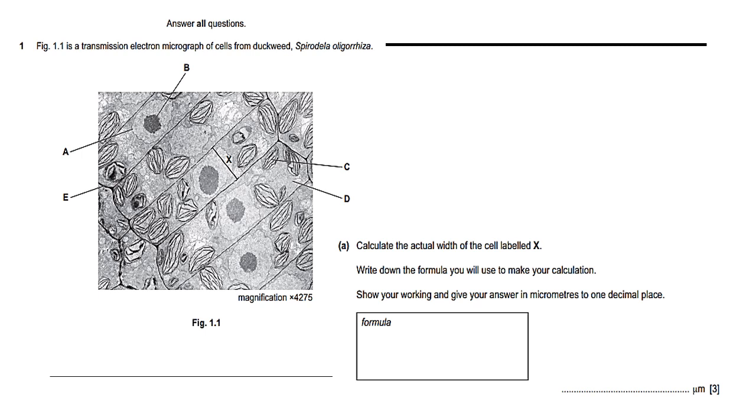It says calculate the actual width of the cell labeled X. Write down the formula you will use to make your calculation. Show your working and give your answer in micrometers to 1 decimal place. So whenever you have a question like this, I tell students to pay very close attention to the instructions and not to jump. So first of all, it says you need to write down your formula. So this is the space for your formula over here. And then show your working. So you have to show your working and give your answer to 1 decimal place.